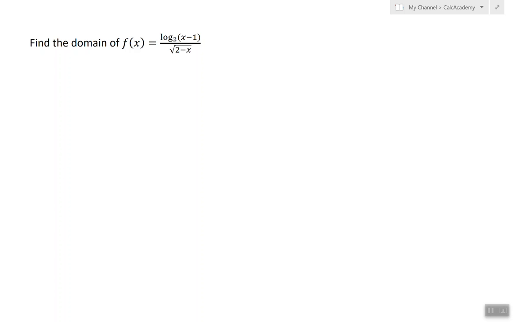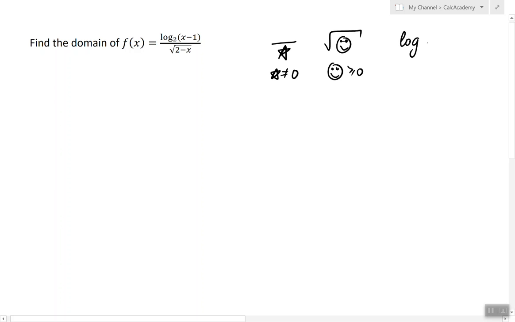So just to remind you, when we have division, we have to make sure that what we divide by is not equal to 0. When we have a radical, we have to make sure that what's inside of the radical cannot be negative, and when we have a logarithm of something, we got to make sure that that something is strictly positive.